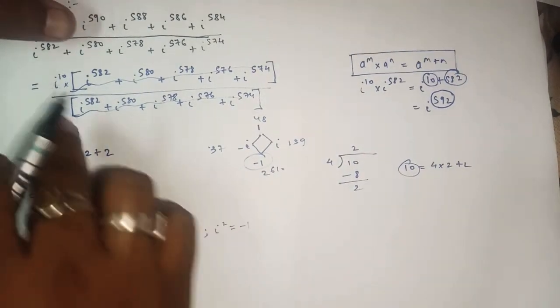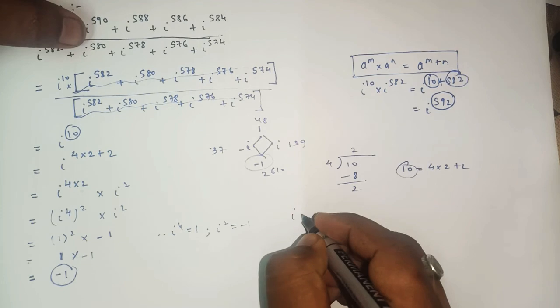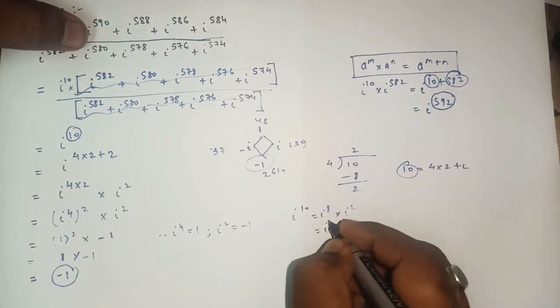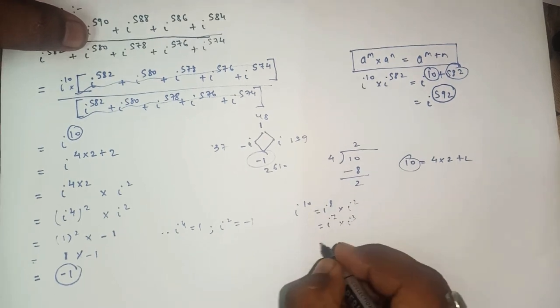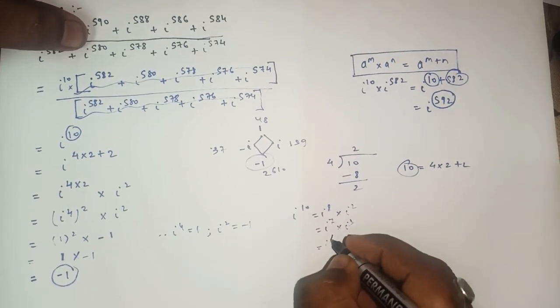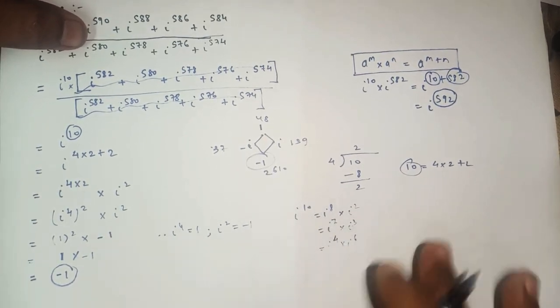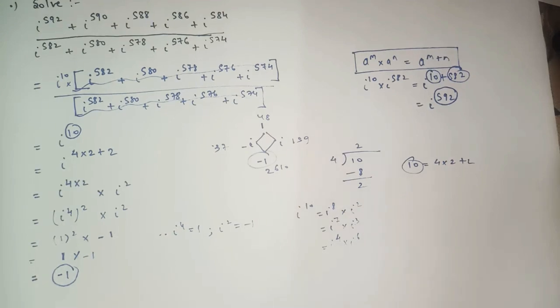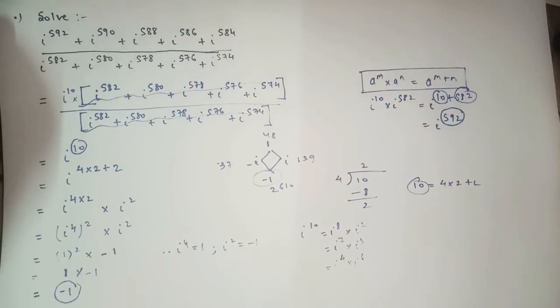Or if you break this i raised to 10 as i raised to 8 into i square, or i raised to 7 into i cube, or i raised to 4 into i raised to 6, break in any term, but the final answer will be minus 1 only. So in this way you can find your answer.